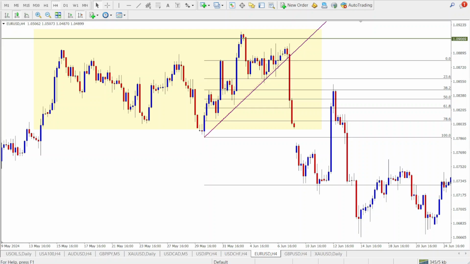And that is a wrap on price range trading. By understanding how to identify key levels of support and resistance and executing your trades within the range, you will have a powerful tool in your trading arsenal.